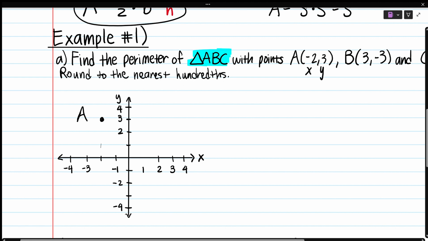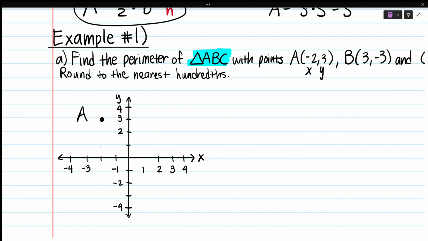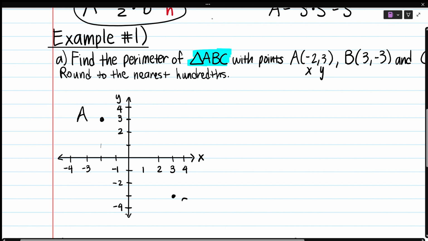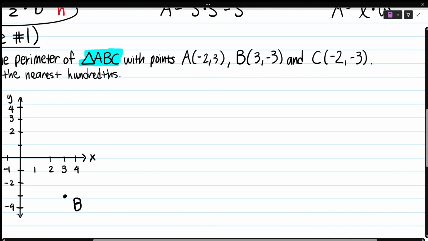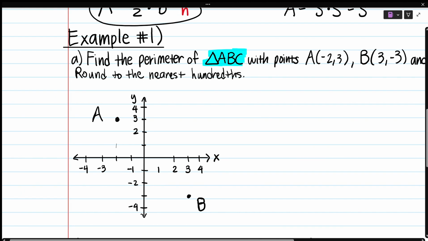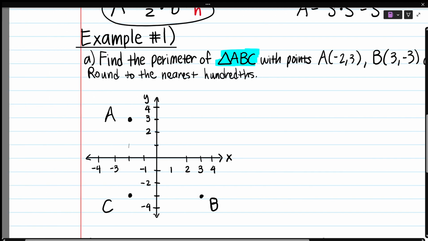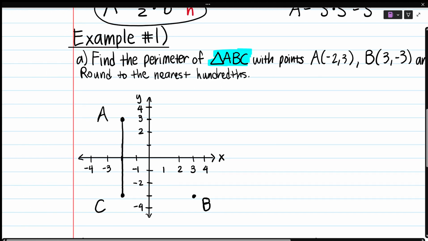3 on the X, -3 on the Y, that is your point here, so that is B. And then C is -2 on the X and -3 on the Y. So this is your point C. If you connect your dots, you should get this triangle formation. Now perimeter is this side plus this side plus this side, so we're going to add up all the sides.